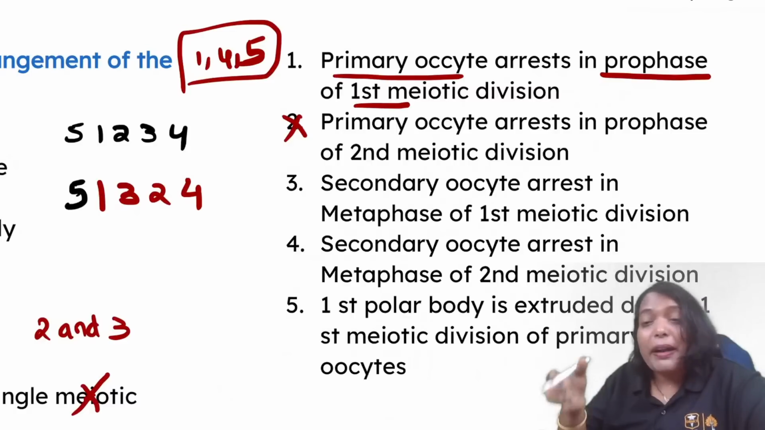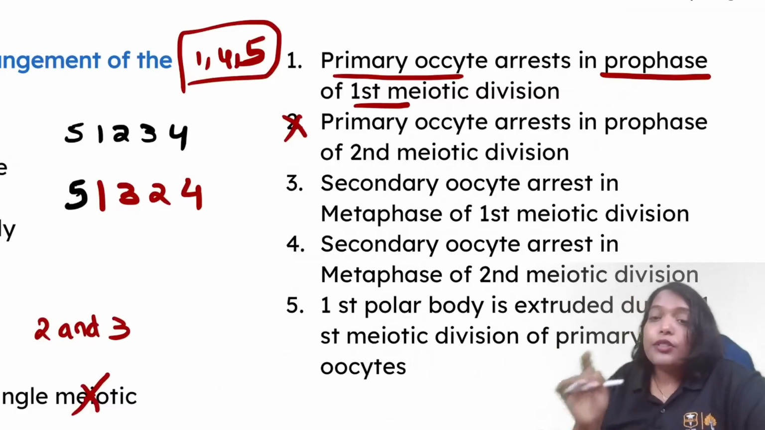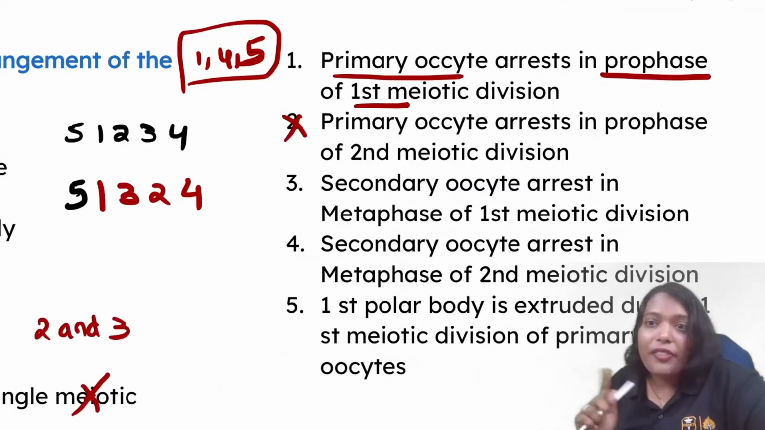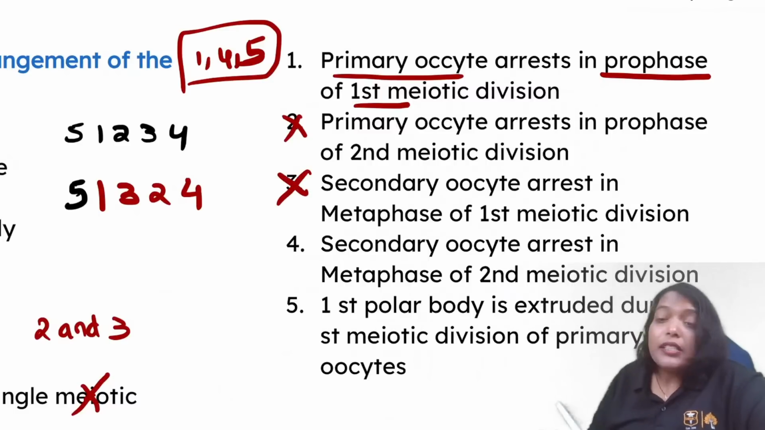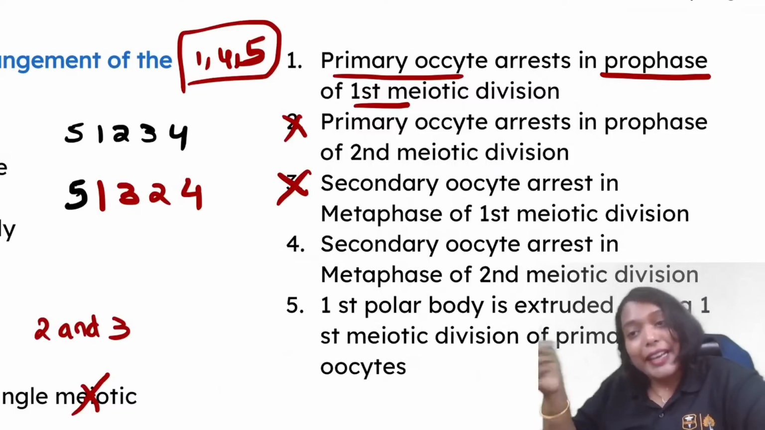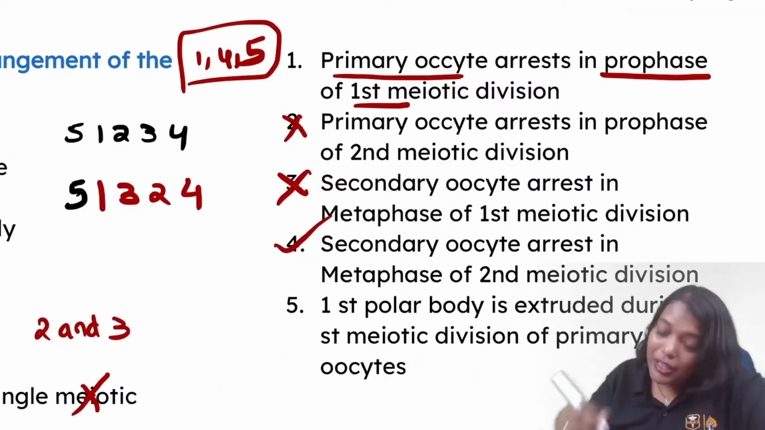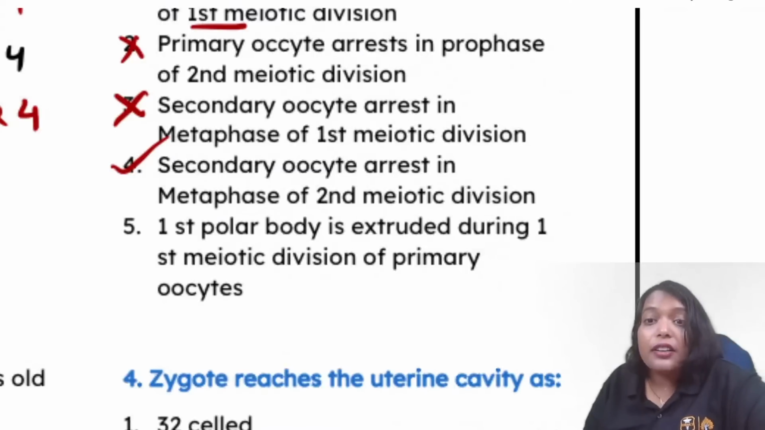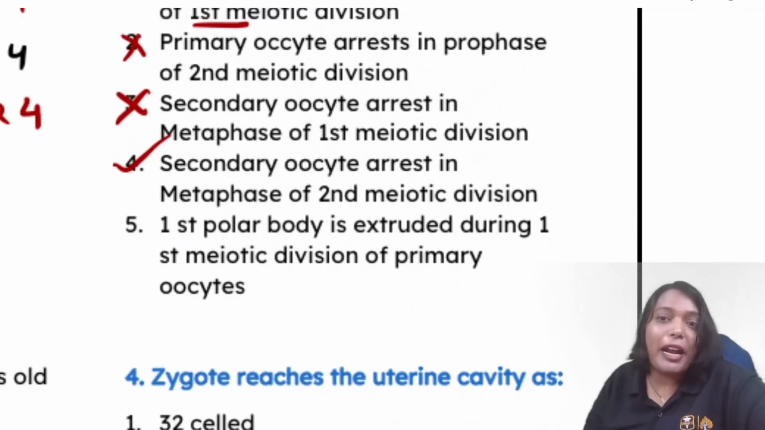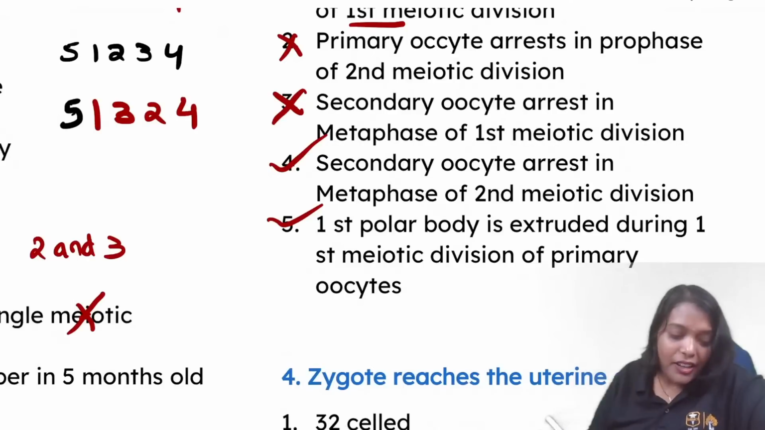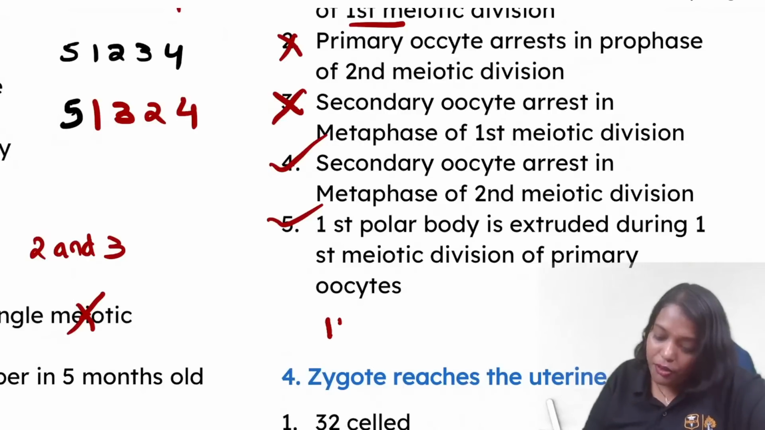Secondary oocyte arrests in metaphase of first meiotic division? No. Secondary oocyte is in metaphase, but of which meiotic division? Second meiotic division, not first. So this is wrong. Secondary oocyte arrests in metaphase of second meiotic division? Yes. I told you, secondary oocyte, everything second. That's why it is easy to remember that way. First polar body is extruded during the first meiotic division of the primary oocyte? Yes, that is also correct. So you all are correct. The answer is 1, 4, 5.